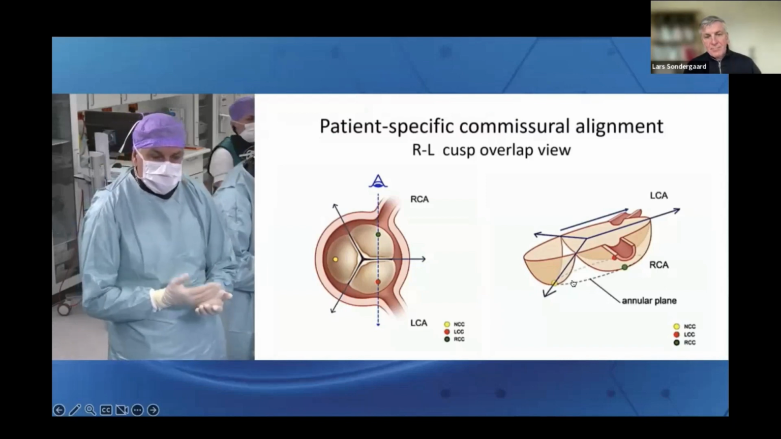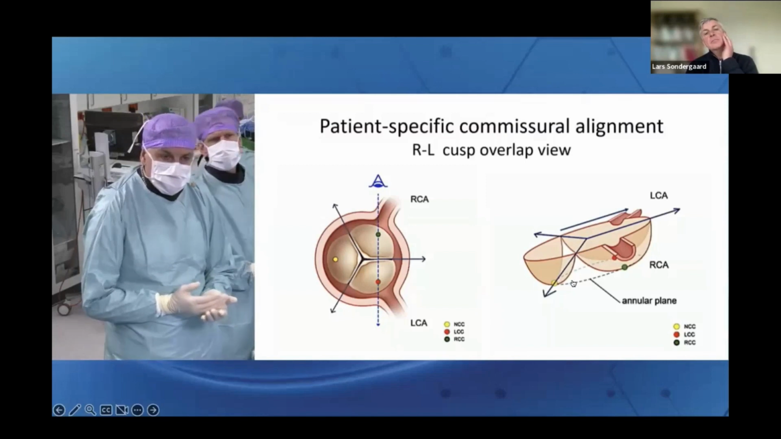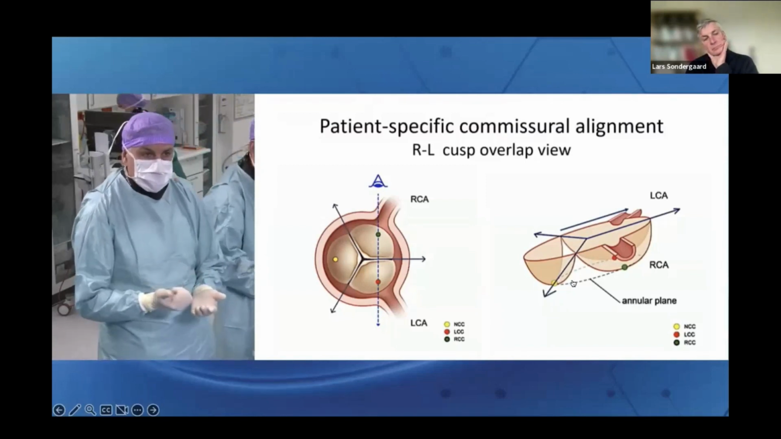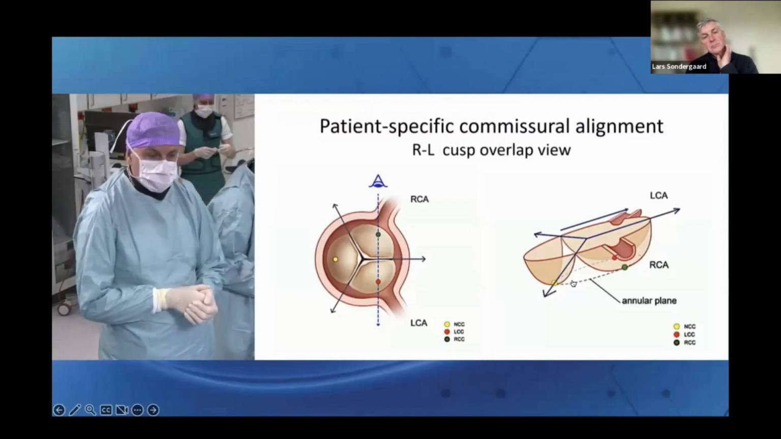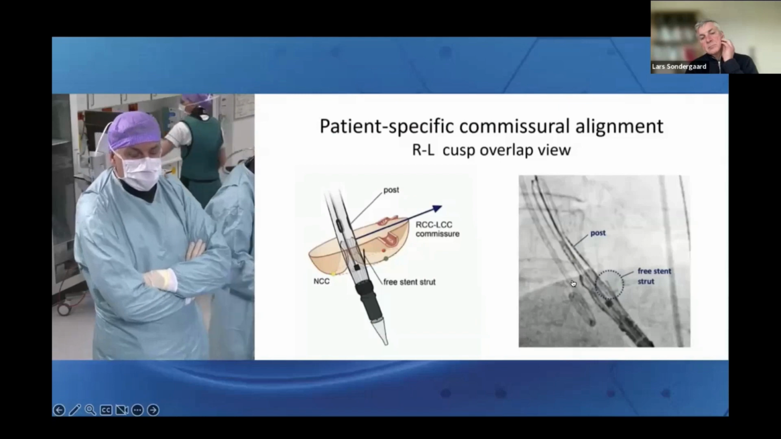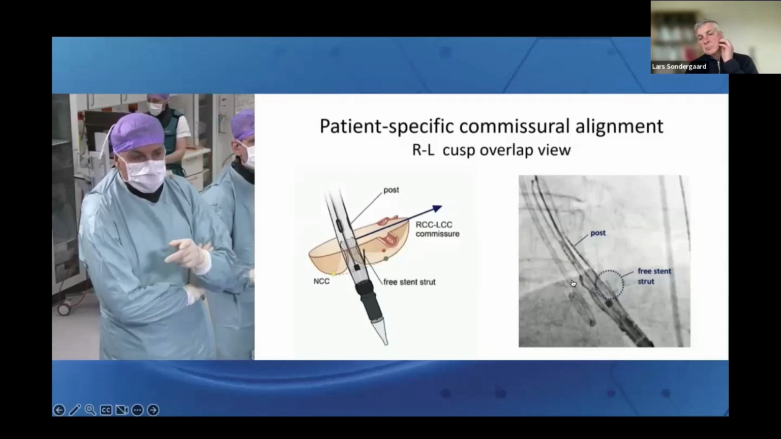So in this projection, the only thing we need to do is make sure that one of the commissures or leaflet posts on the transcatheter heart valve is positioned on the right of your fluoro screen. That's going to give you patient-specific commissural alignment. This is the valve. As I said, you can see the posts in the mid-stent frame. 2 posts should be overlapping on the left-hand side. 1 should be isolated on the right-hand side.